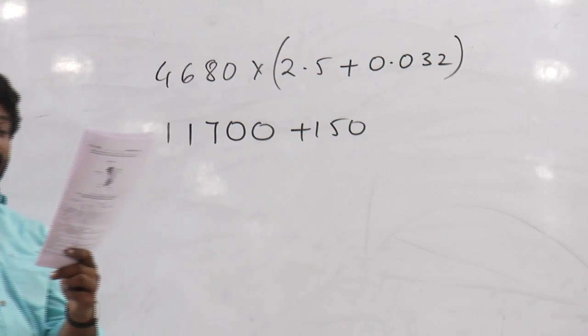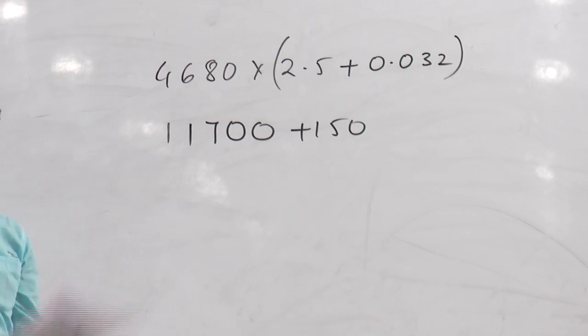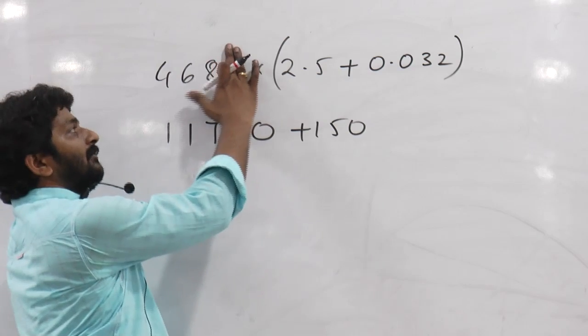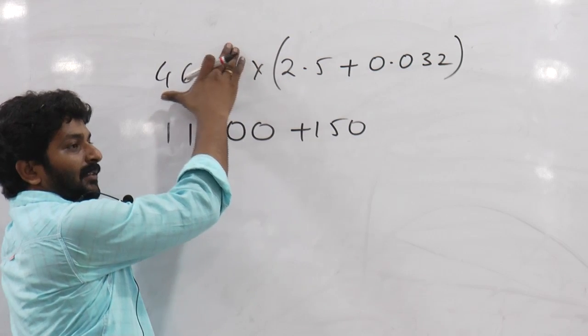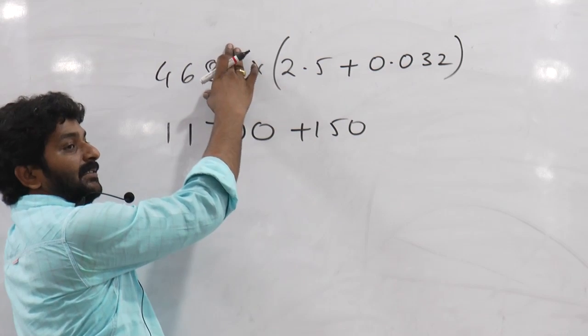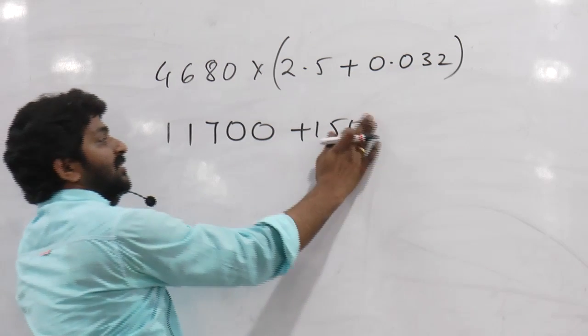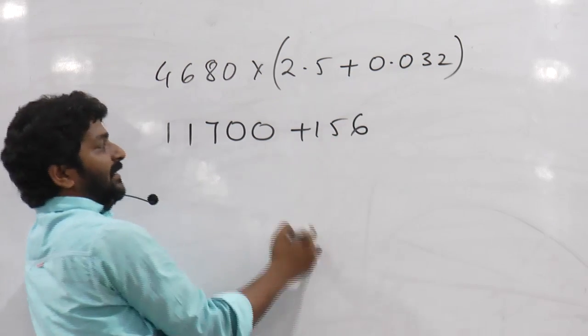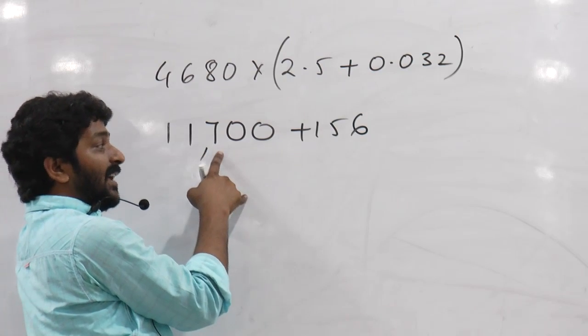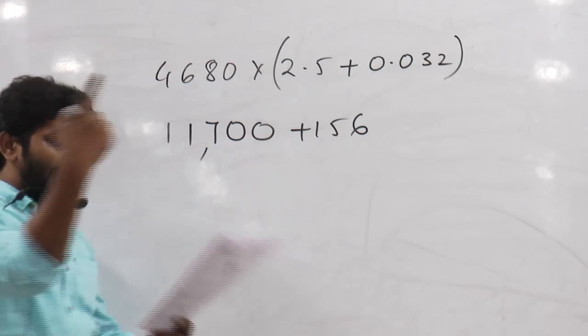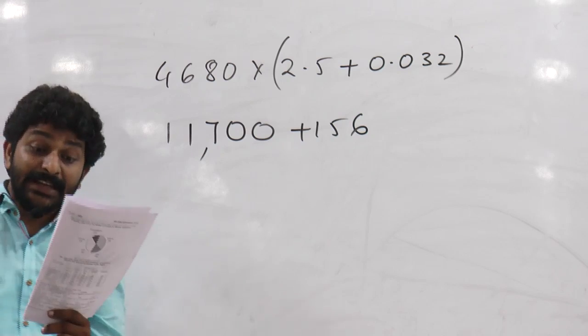11,850, and you have another number very close, 11,860. So you need to calculate 1/3 of 468 again. 1/3 of 468 is 156. So this value becomes 11,856, near about 11,860.